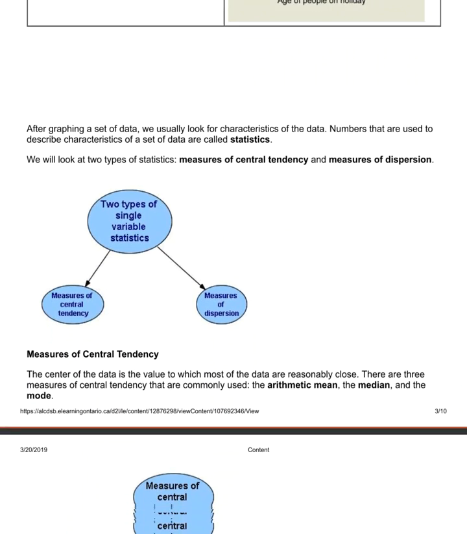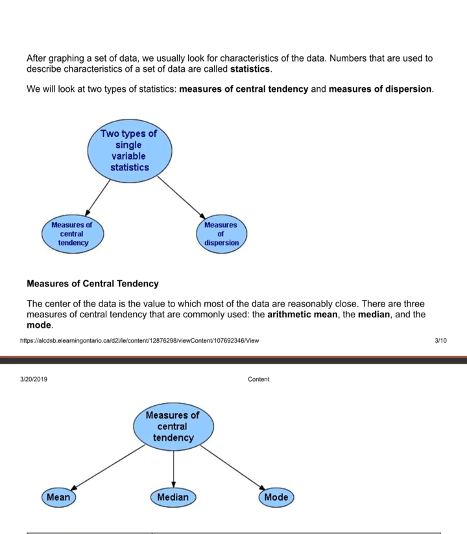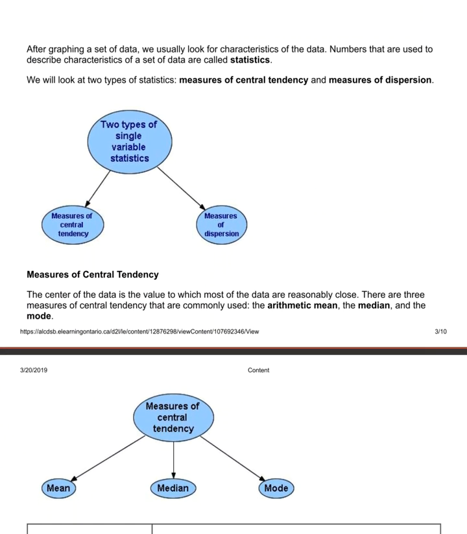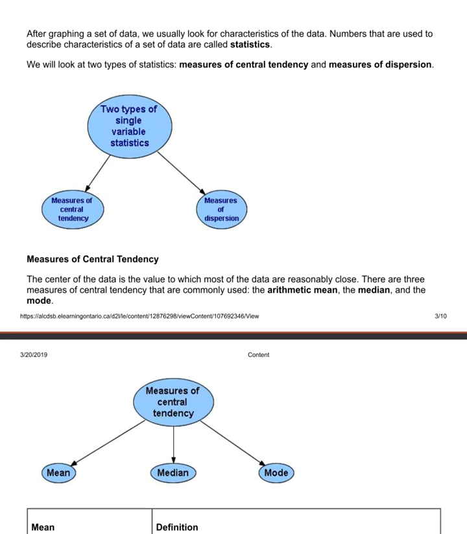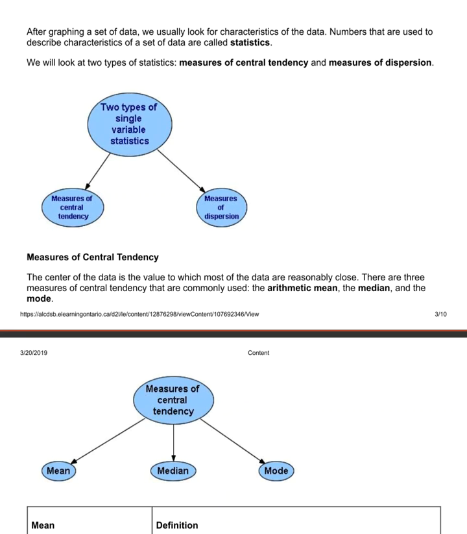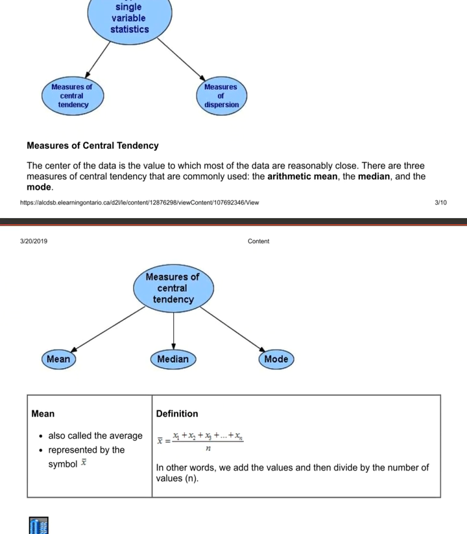Okay, going along through this, measures of central tendency. The center of data is the value to which most of the data are reasonably close. There are 3 measures of central tendency that are commonly used: the arithmetic mean, the median, and the mode. So let's go into these.